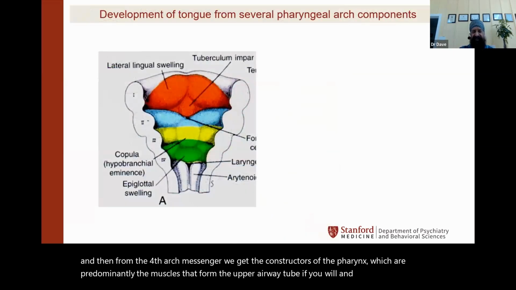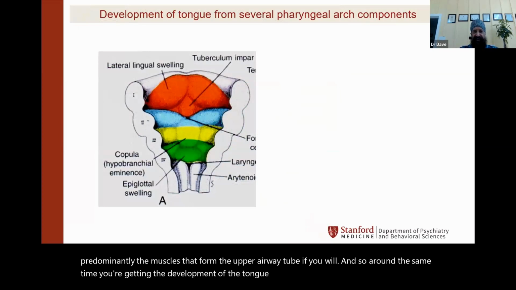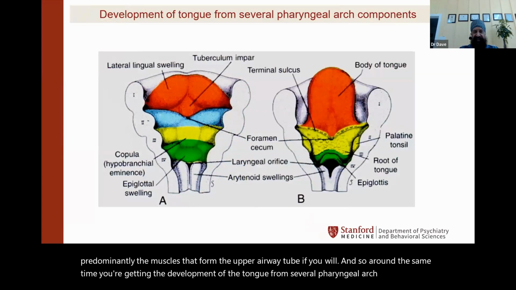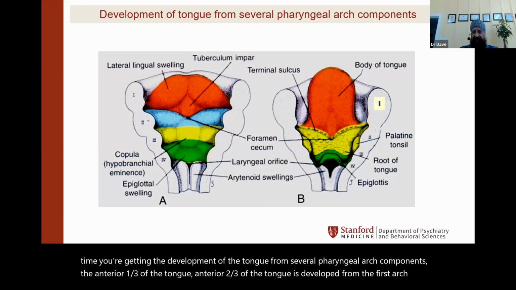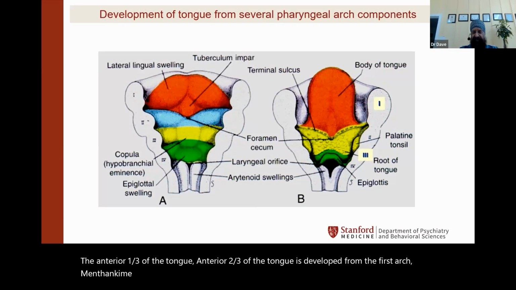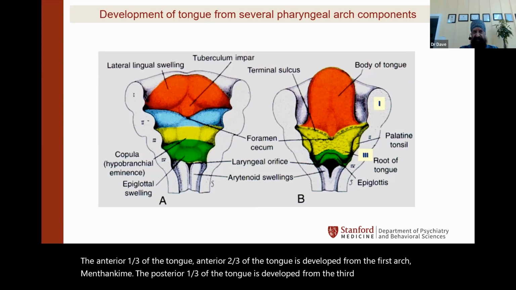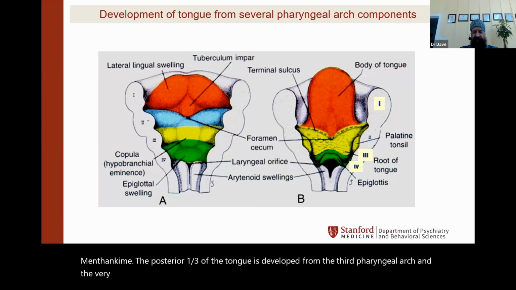Around the same time, you're getting the development of the tongue from several pharyngeal arch components. The anterior two-thirds of the tongue is developed from the first arch mesenchyme. The posterior one-third of the tongue is developed from the third pharyngeal arch, and the very posterior part of the tongue, epiglottis, vallecula, that type of region, are derived from the fourth arch components.